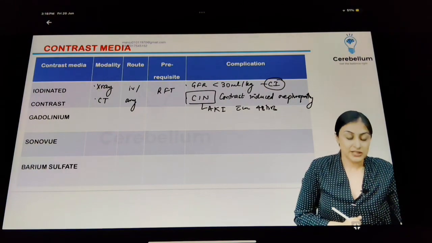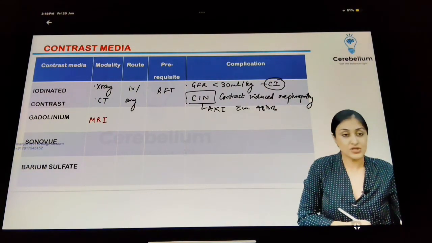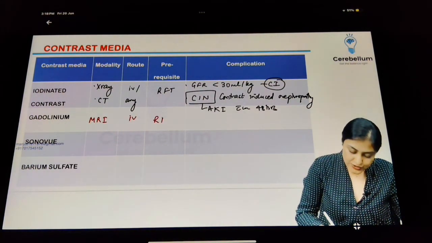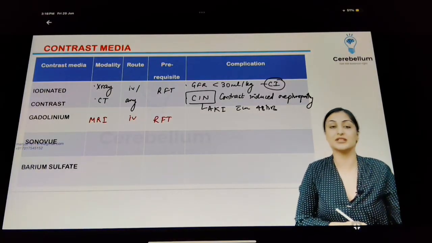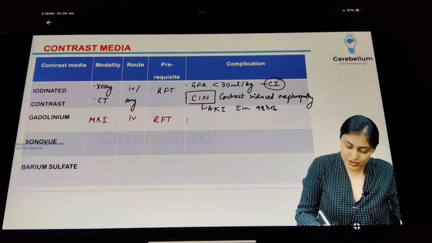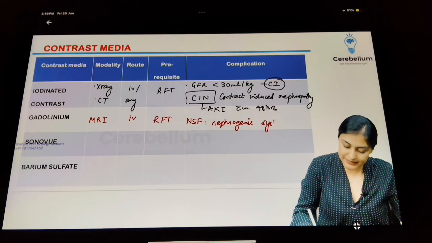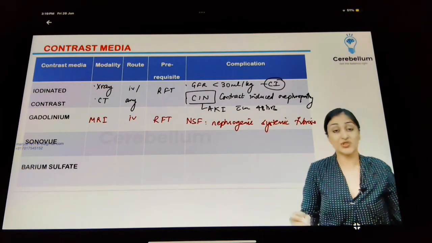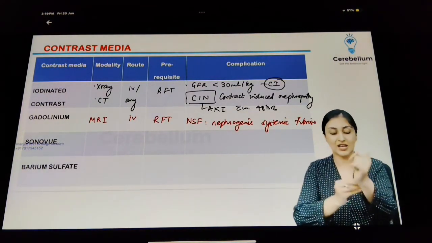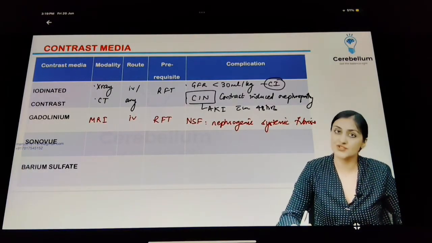All right. What is gadolinium? Gadolinium is an MRI contrast agent injected via IV route only. This is also where my RFT needs to be normal. We'll be doing a renal function test. This is contraindicated in CKD because it leads to NSF. What is NSF? NSF stands for nephrogenic systemic fibrosis. If you give it in a patient with renal failure, these gadolinium chelates are not excreted, they accumulate in the skin leading to fibrosis. So that is what results.